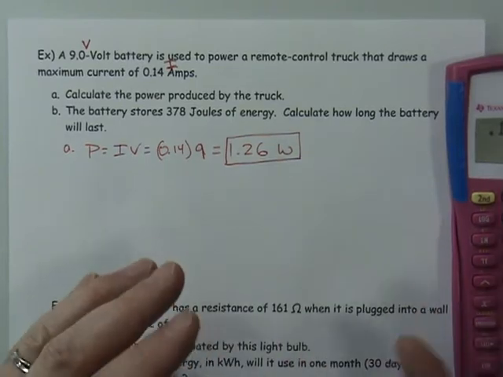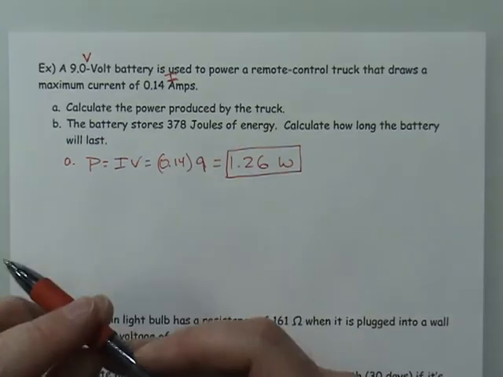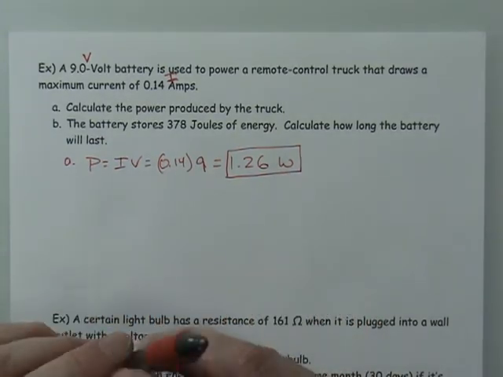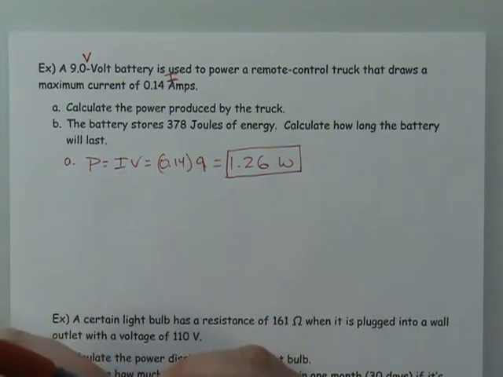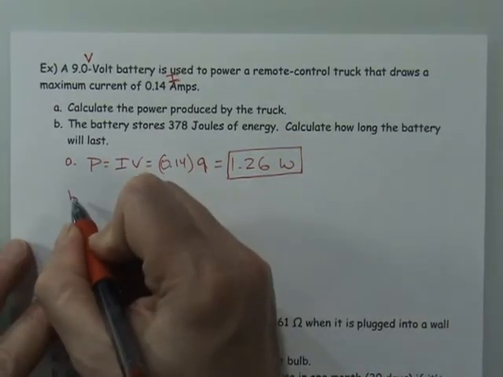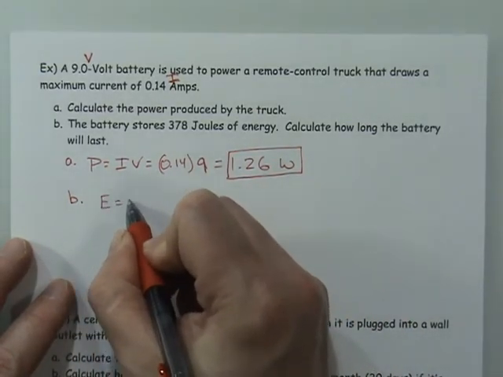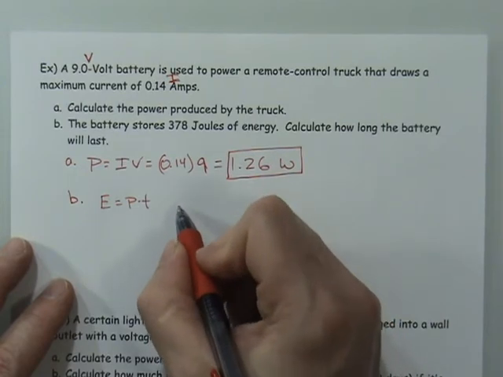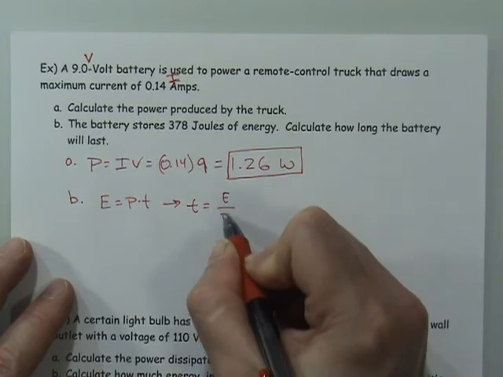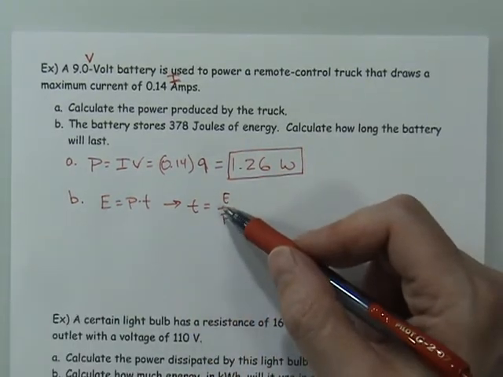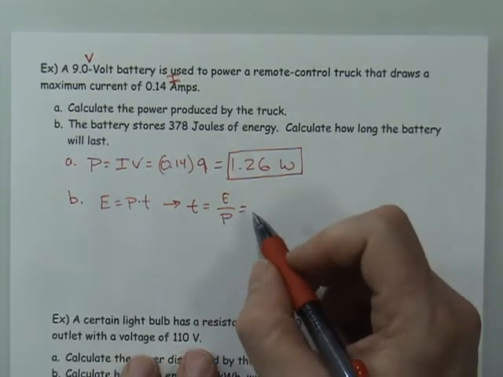So now the question is, how long can the truck run? Different batteries hold different amounts of energy, but let's assume, for argument's sake, that this battery only holds 378 joules of energy. How long will we be able to use this for? In this case, we're not really using an electrical formula. We're using the equation that says E is equal to P times T, or in this case, T is equal to E divided by P. The amount of energy divided by how fast we're using the energy tells us how long we're going to be able to leave this device on.